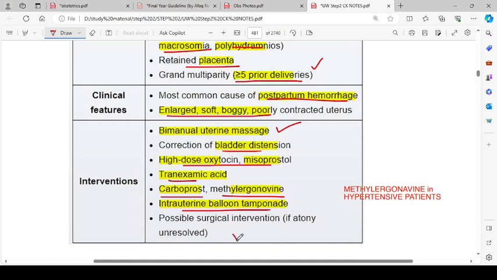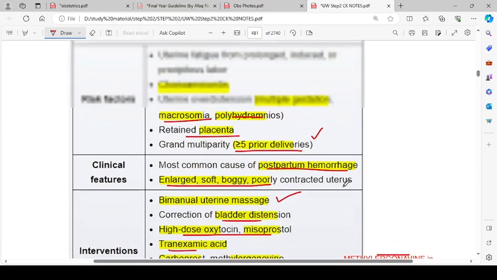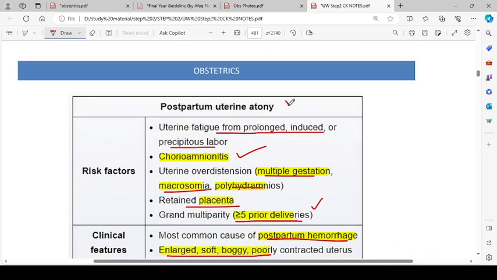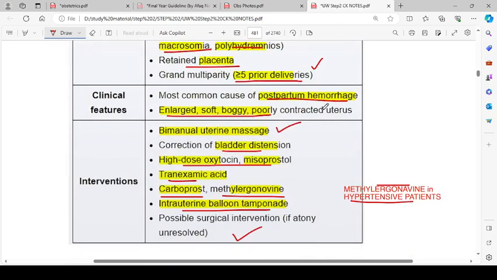Possible surgical intervention if atony is unresolved. And we can give methylergonovine in the hypertensive patients. Okay, hypertensive patients with postpartum uterine atony.